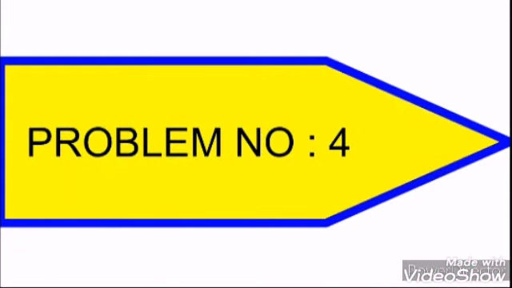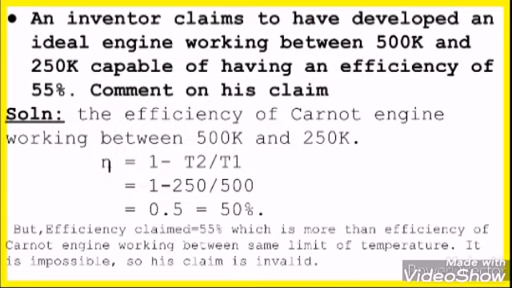Let's move to problem number 4. An inventor claims to have developed an ideal engine working between 500 Kelvin and 250 Kelvin, capable of having an efficiency of 55%, and comment on his claim. Here, an inventor was designing an ideal engine which was working between 500 Kelvin and 250 Kelvin of temperature, and it is capable of efficiency 55%, and we have to comment on his claim.